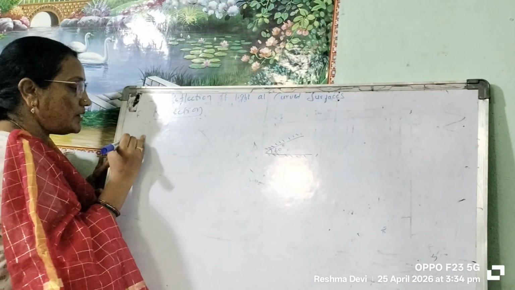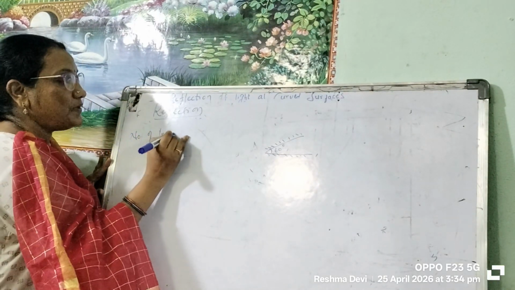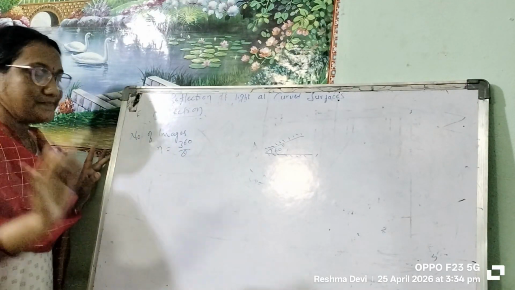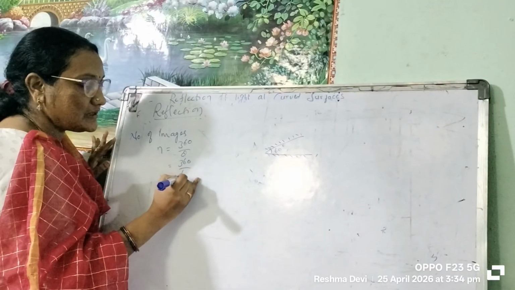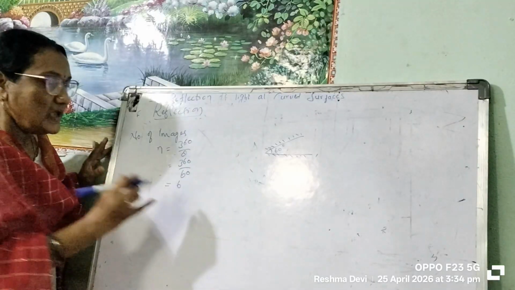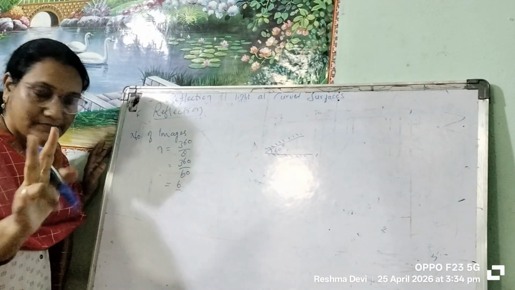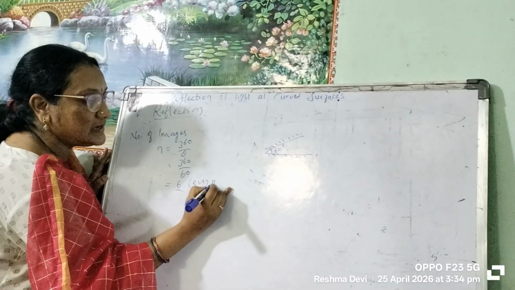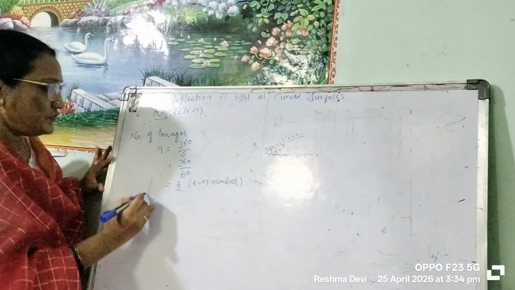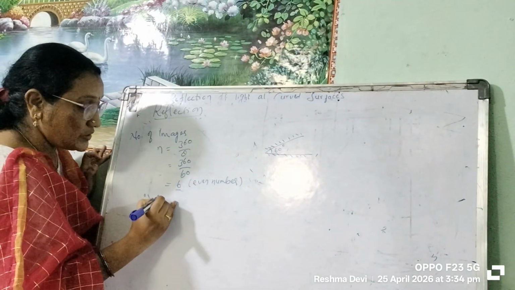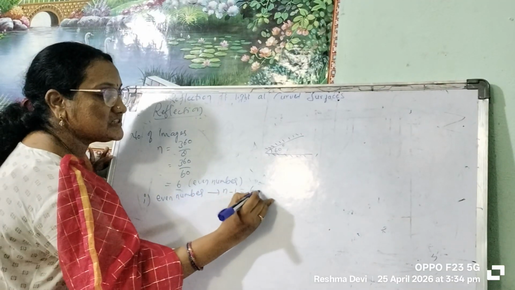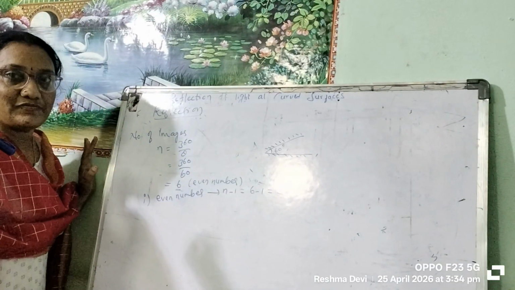Now let us see. The formula for finding the number of images is n equal to 360 by theta. Now that is 360 by 60, that is 6. Now what is 6 here? Two conditions. What is 6? An even number. The first condition says that if you get an even number as the answer, then just do n minus 1. 6 minus 1, 5. 5 images are formed.